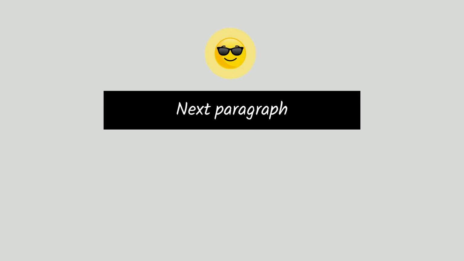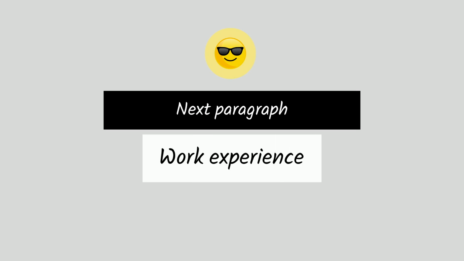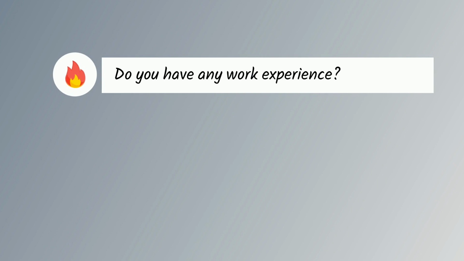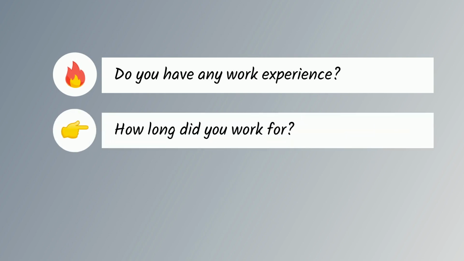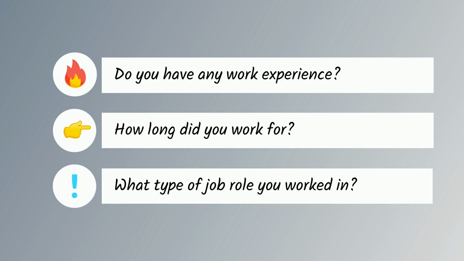Now in the next paragraph, if I have worked in my home country, I will talk about my work experience over there. That could include information like how long did I work for, what sort of job role I was doing, and if I'm currently working, why I am leaving this job to study in Australia. Now if you haven't worked at all, then you can certainly skip this part or give an explanation about you not working.